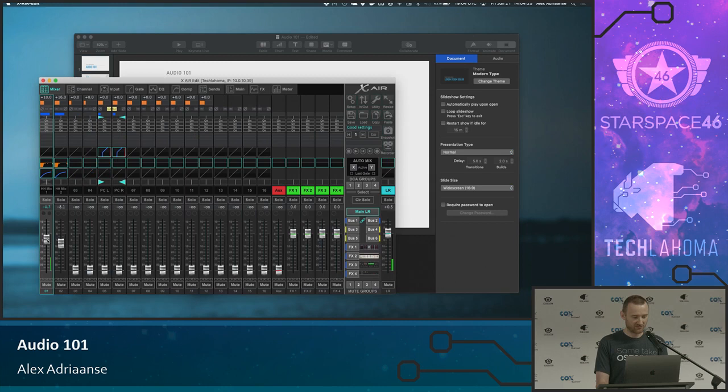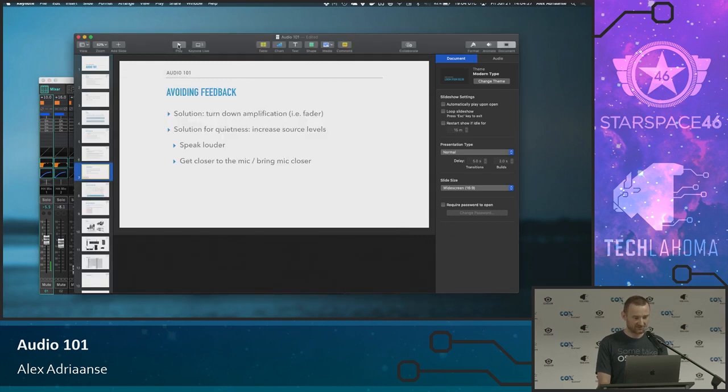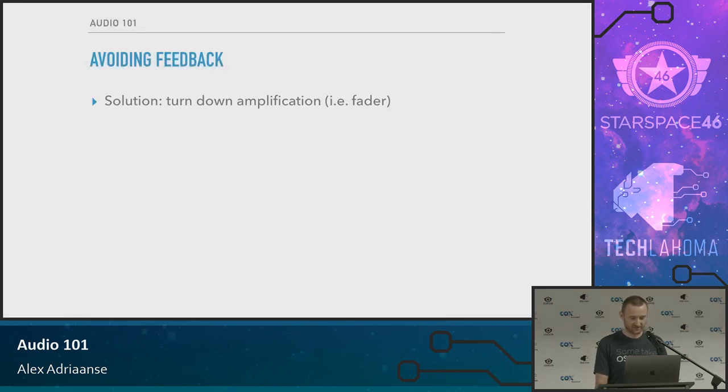The only problem with that is that if you turn on amplification, people may have a hard time hearing the speaker. So what do you do about that? Well, you increase the source level to compensate for the lack of amplification. So you ask the speaker, the presenter, to speak louder.